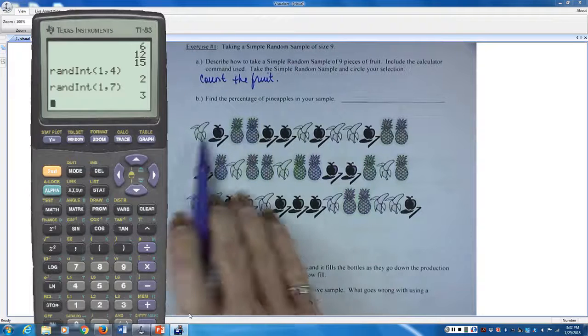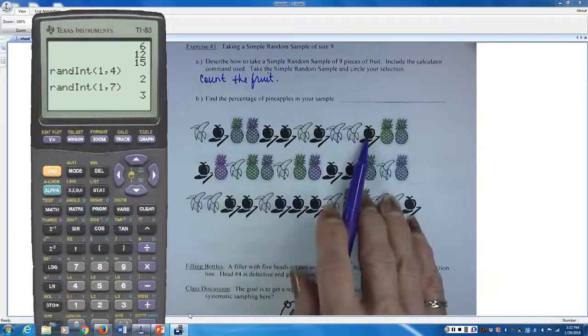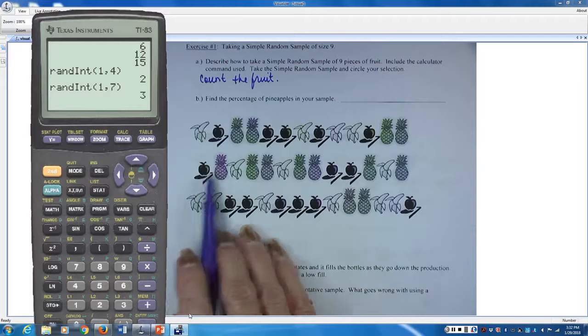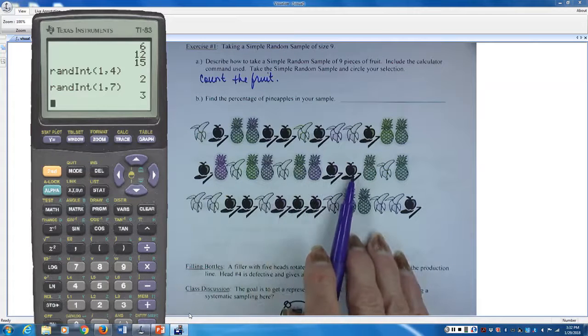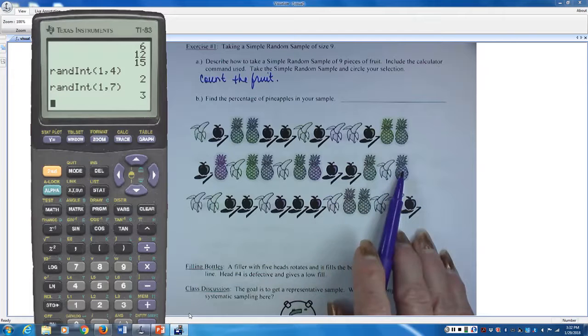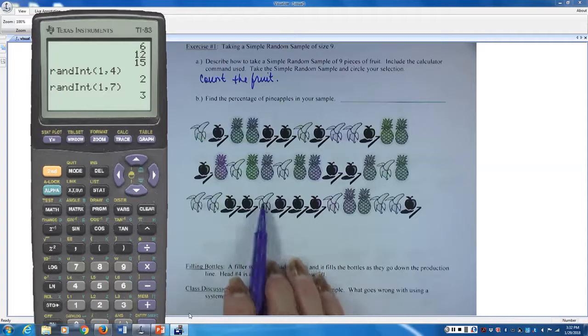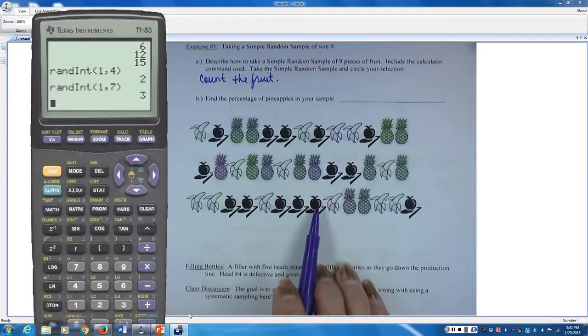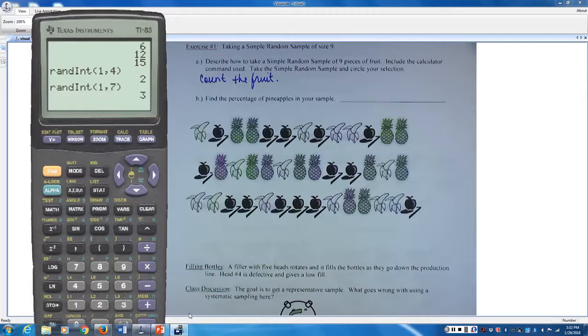There are 1, 2, 3, 4, 5, 6, 7, 8, 9, 10, 11, 12, 13, 14, 15, 16, 17, 18, 19, 20, 21, 22, 23, 24, 25, 26, 27, 28, 29, 30, 31, 32, 33, 34, 35, 36, 37, 38, 39, 40 pieces of fruit. Okay?